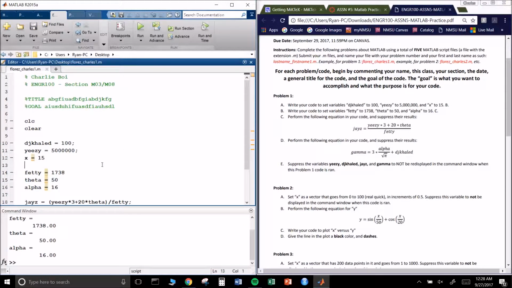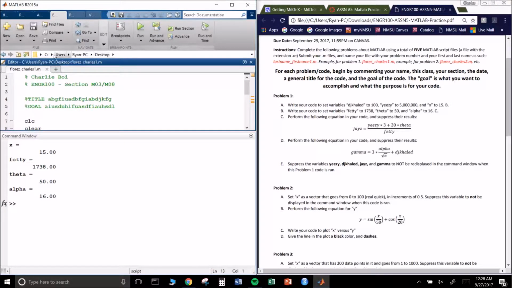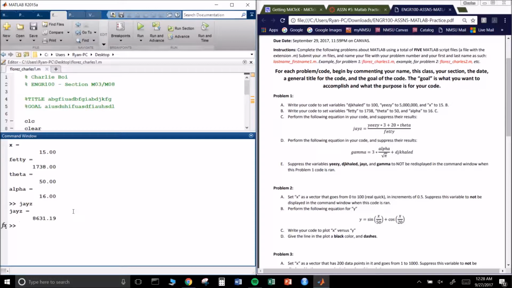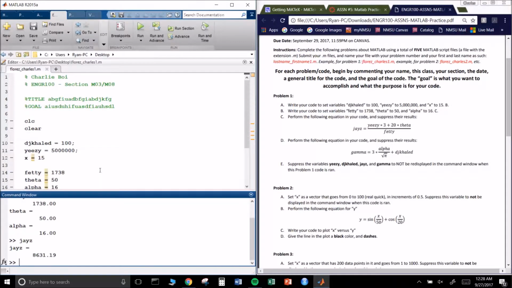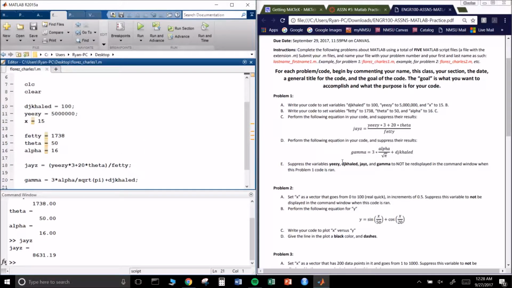If that comes up, click change folder. That way this folder can be where you're taking the Flores_Charles1 file from. And this is what you should see. So if you did everything right, this is what you should see. And if you did everything even more right, then I should run your code, and when I call for JZ like this, you should get 8,631.19. So that's problem 1.